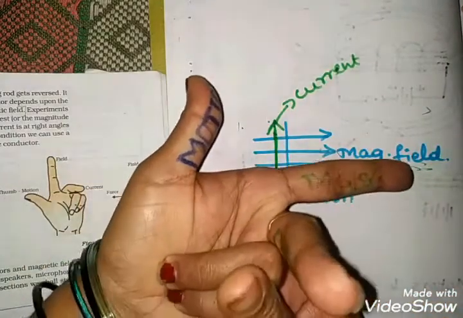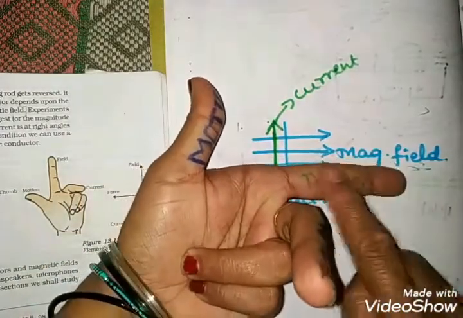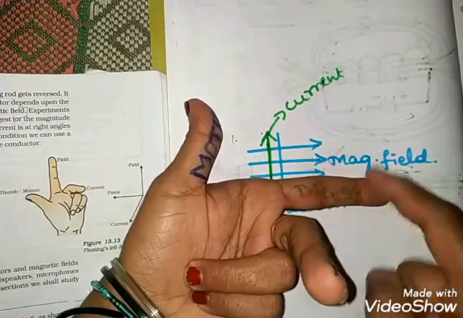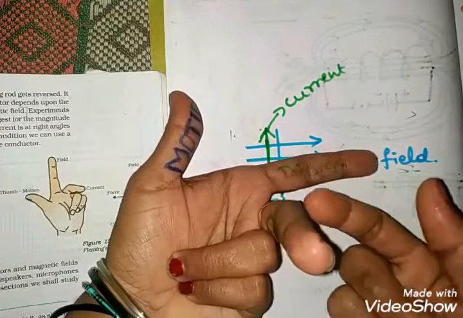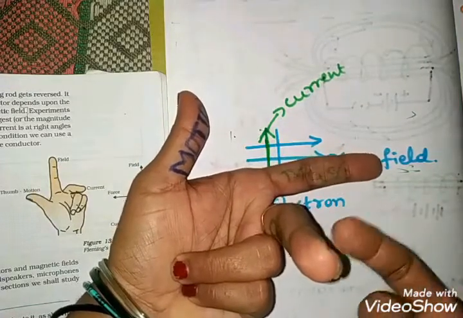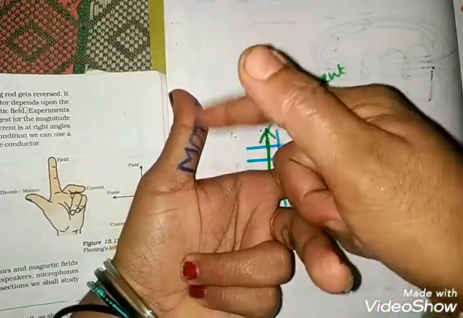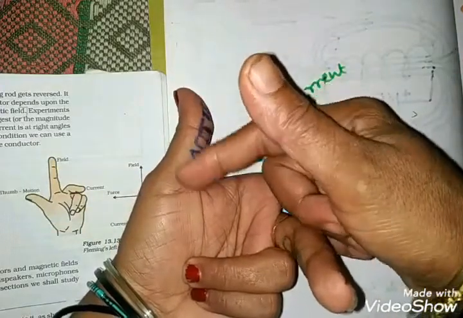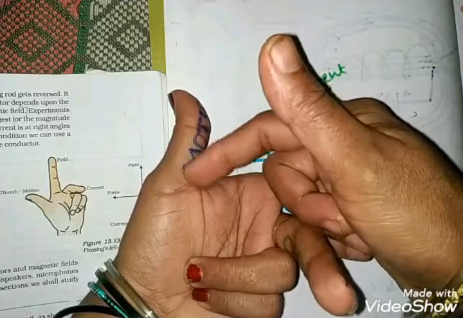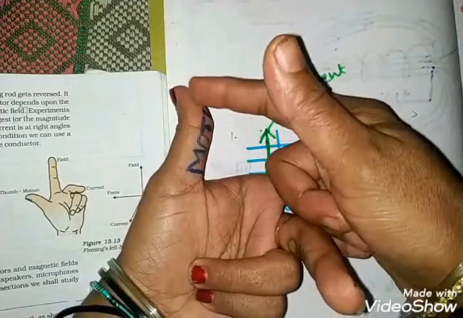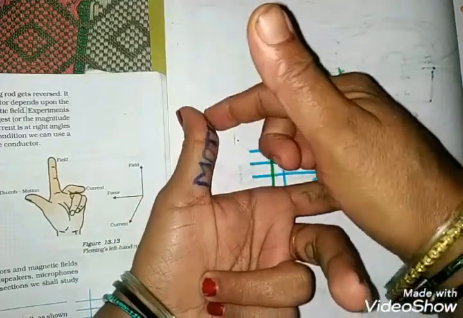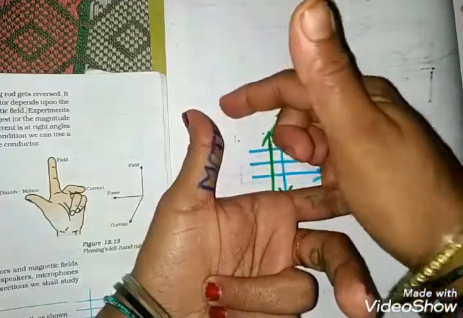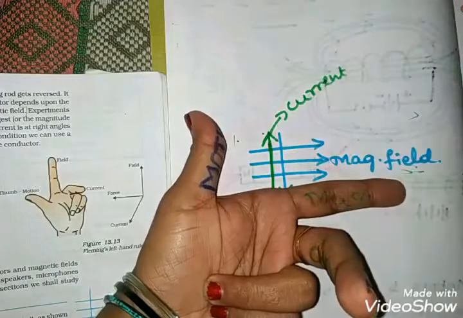Hold your fingers like this, because this shows the direction of the magnetic field. Here the magnetic field. You can see, children, this is the upward direction. What is this upward direction? This is the current. So what we want to know is the motion of the conductor, or the force on the electron. What is the force acting on the electron? In which direction? Into the page, children. See, this is the page. Into the page it is directed. So it is into the page.